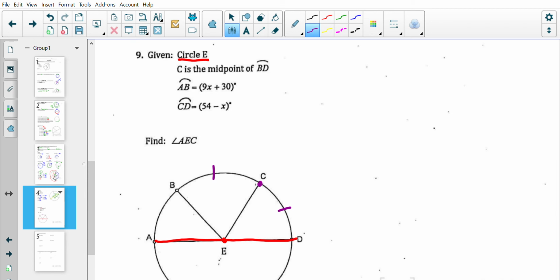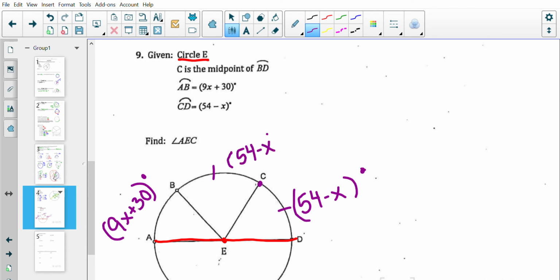We're told that AB is 9x plus 30 degrees, and that CD is 54 minus x. Well, if CD is 54 minus x degrees, then B to C is also 54 minus x degrees. Now we want to find the measure of angle AEC. Well, in order to find the measure of angle AEC, we first have to solve for x.